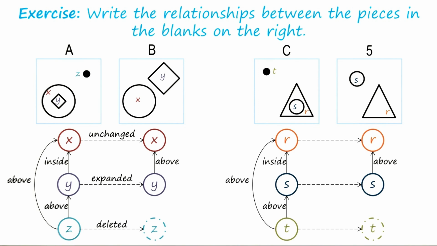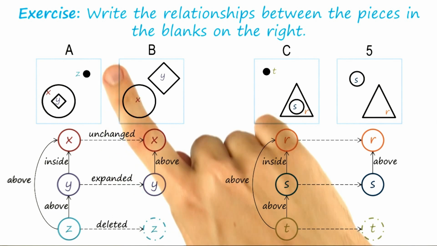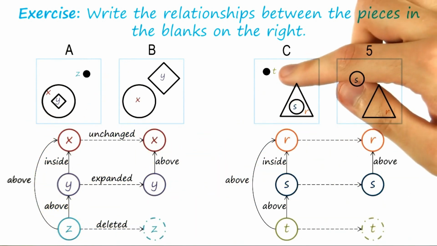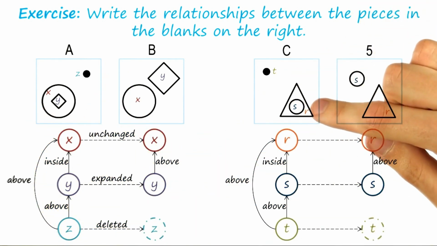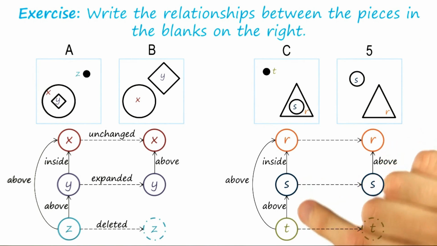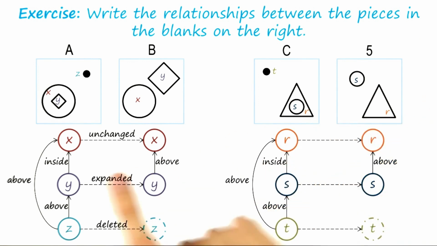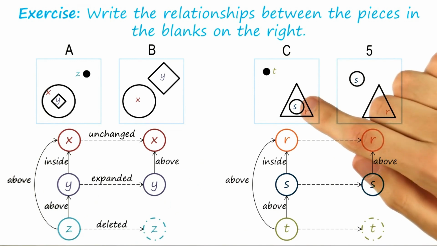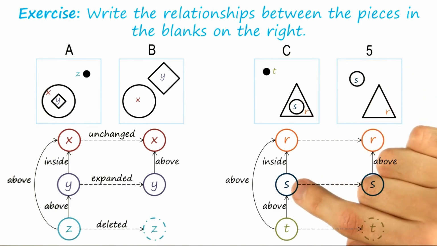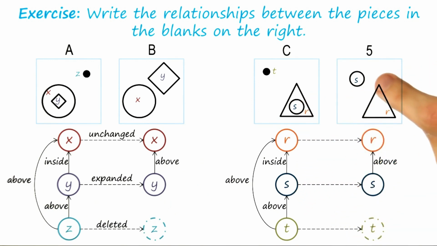So I looked at the vocabulary we used over here and decided to use the same vocabulary over here. Just like Z was above both X and Y, T is above both S and R. So I said T is above S and T is above R. Just like Y was inside X, S is inside R. So I said that S is inside R. Over here, I saw that S is above R, just like Y was above X. So I said S is above R.